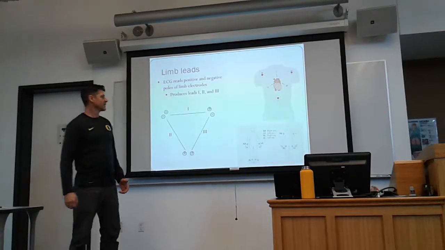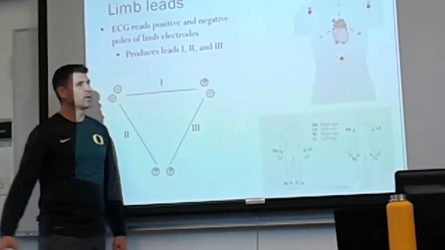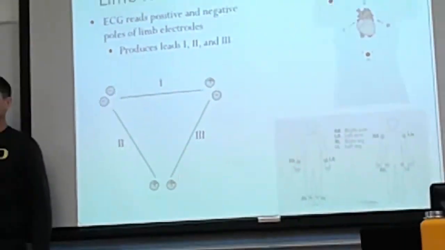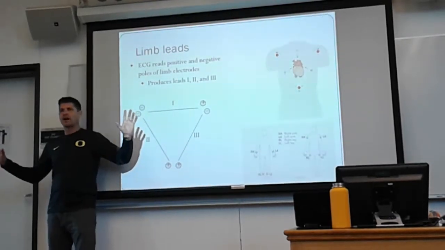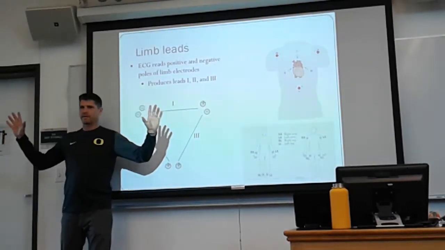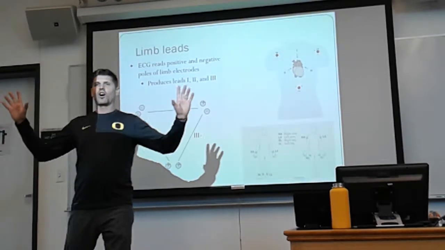Lead one is where we put the negative on the right arm, the positive on the left arm, and the ground on the leg. Okay? It's called lead 1.